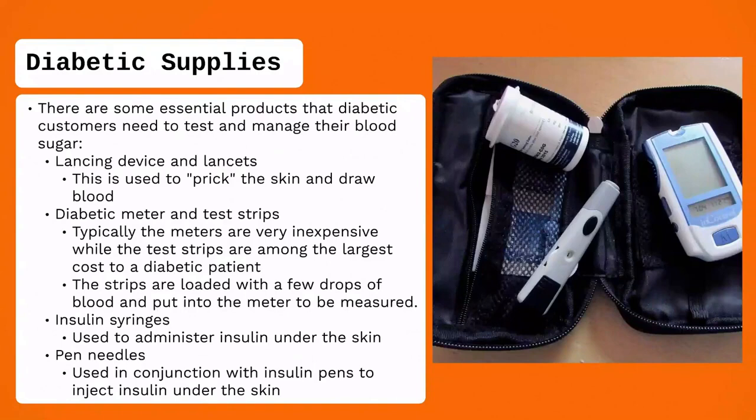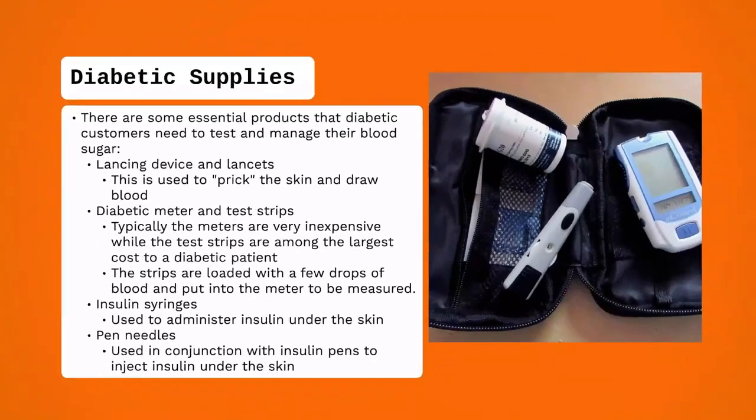The strips are loaded with a few drops of blood and put into the meter to be measured. Insulin syringes are used to administer insulin under the skin, and then pen needles are used in conjunction with insulin pens to inject insulin under the skin. So we're seeing less of syringes and insulin vials and more of the pen needles.